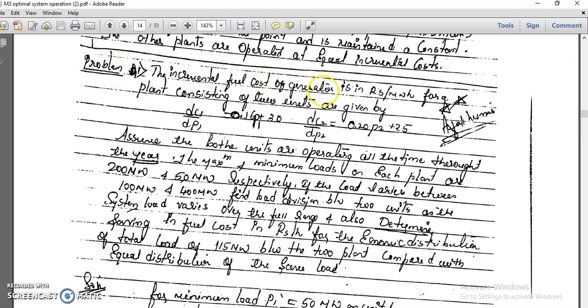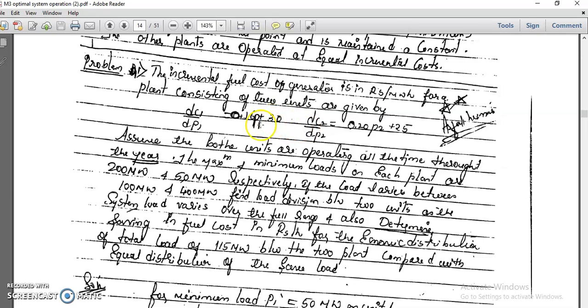The incremental fuel cost of generators is given in rupees per megawatt hour for a plant consisting of 2 units. The 2 units are specified with incremental fuel costs dC1 by dP1 and dC2 by dP2. The same equation they may give in terms of fuel cost also, C1, C2. So in a problem you check whether they have given incremental fuel cost or just fuel cost. That is very important, right? If they give incremental fuel cost, it is in rupees per megawatt hour. If they give just fuel cost, that is in rupees per hour. Okay, keep that in mind.